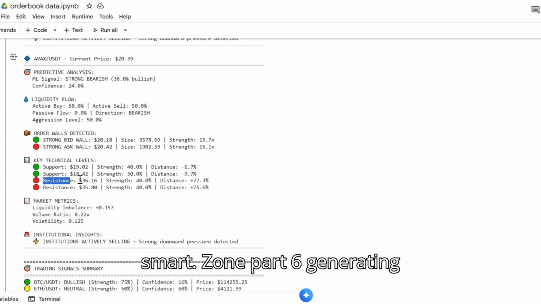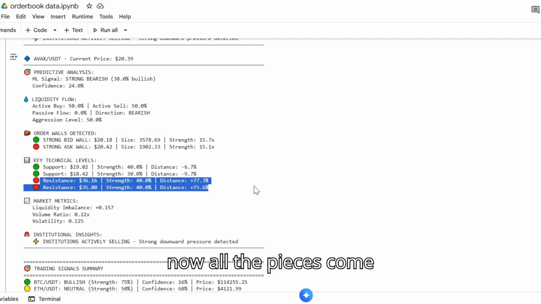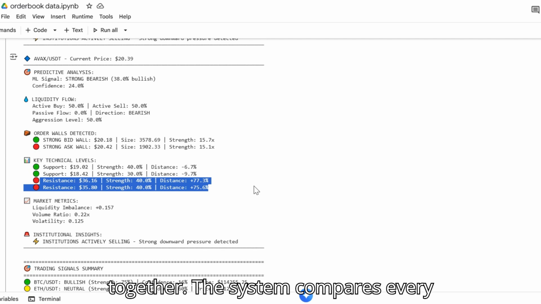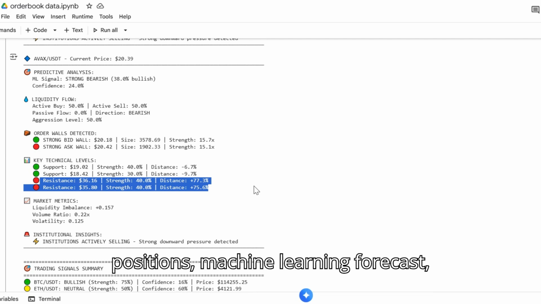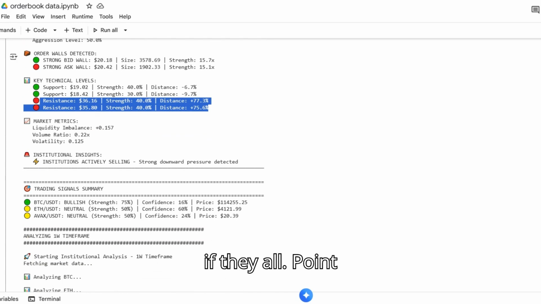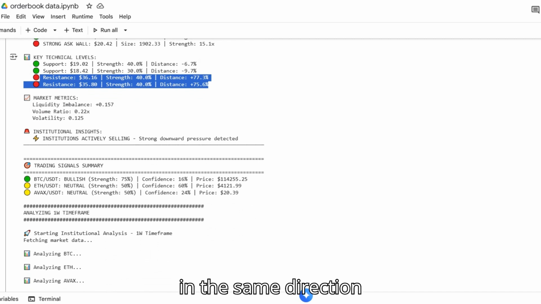Part 6. Generating trading signals. When everything aligns, now all the pieces come together. The system compares every part. Liquidity balance, order wall positions, machine learning forecast, market flow direction, technical levels. If they all point in the same direction, the analyzer generates a trading signal.